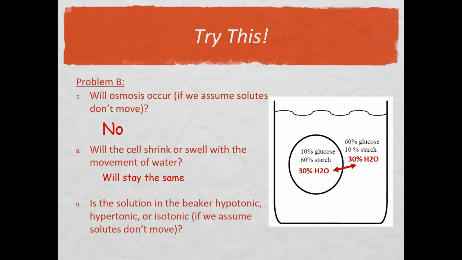So will the cell stay the same? Yes, because the water is going to move in and out in the same direction. So the amount of water moving into my cells is equal to the amount of water moving out, so there is no net movement of water. So if we're going to stay the same, that means we're dealing with an isotonic solution.